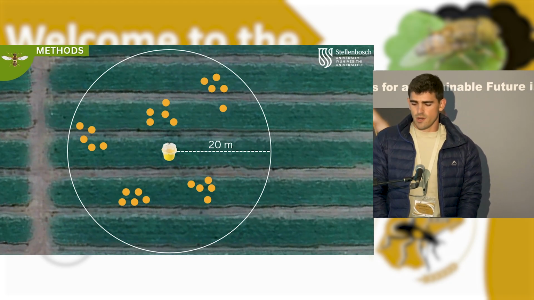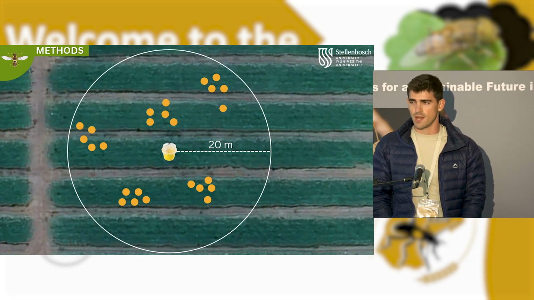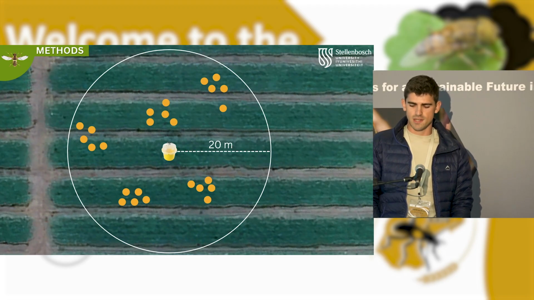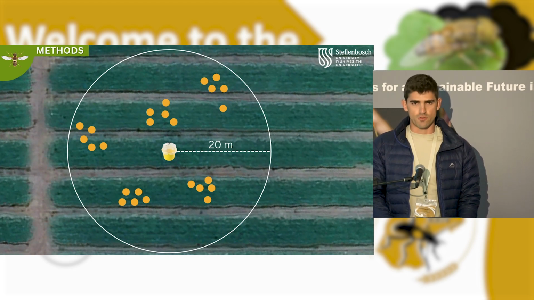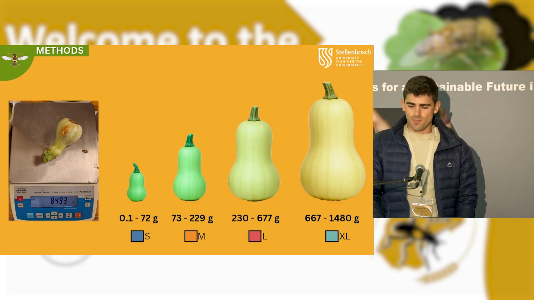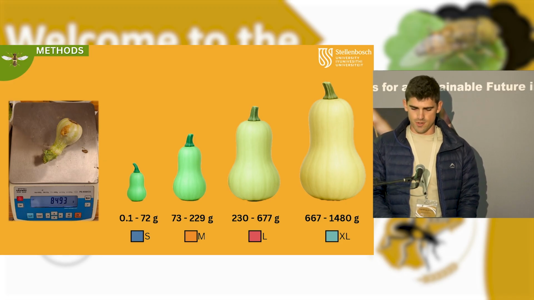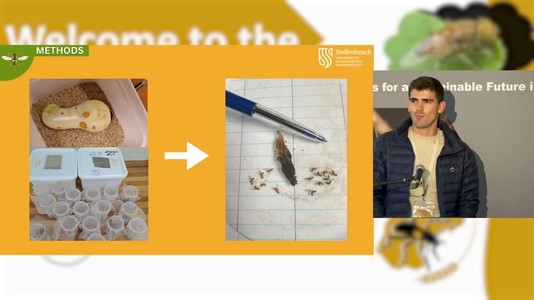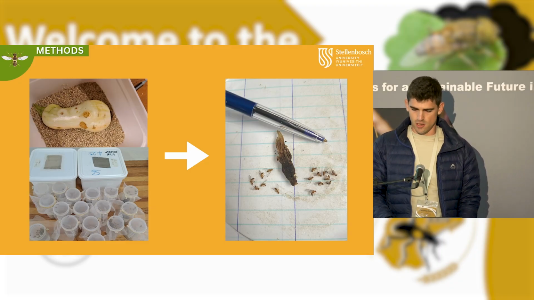Damage assessments were carried out once a month. Around each trap, 5 plots were randomly selected. At each plot, I inspected 5 young butternuts for signs of Dacus ciliatus damage. If damage was found, the affected fruit was collected. In the lab, each butternut was weighed and classified according to these 4 weight categories. Each butternut was then incubated in a separate container to confirm and count Dacus ciliatus emergence.